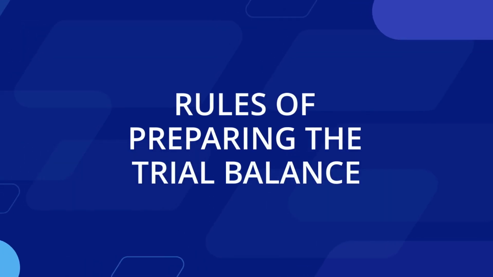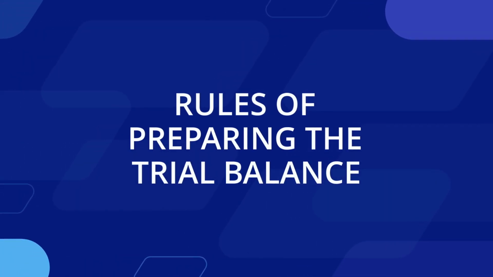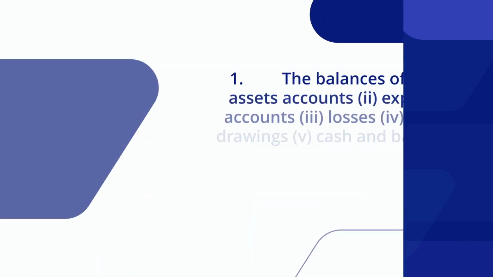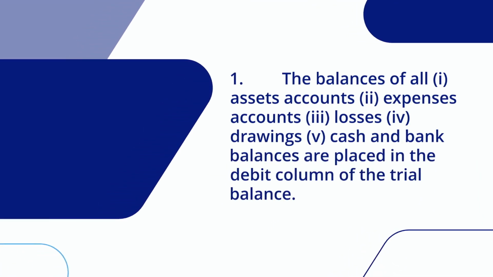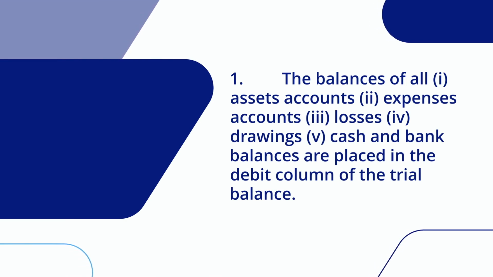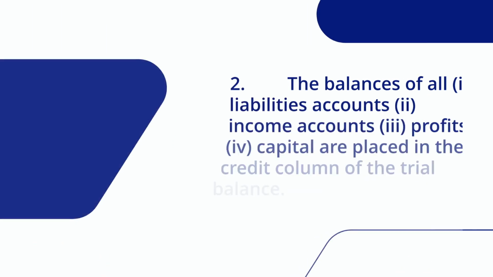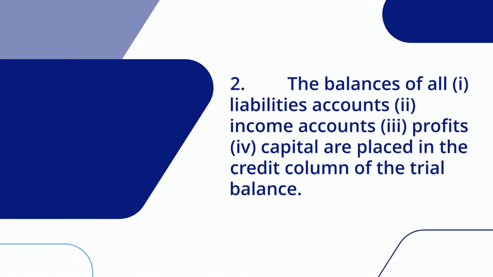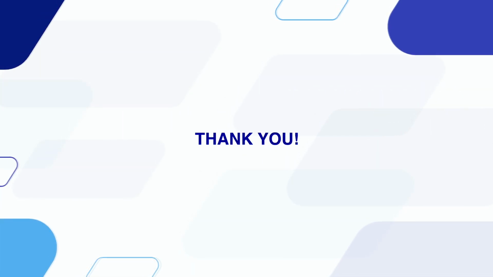Let us now learn the rules of preparing the trial balance. While preparing the trial balance from the given list of ledger balances, following rules should be taken care of. 1. The balances of all asset accounts, expense accounts, losses, drawings, cash and bank balances are placed in the debit column of the trial balance. And 2. The balances of all liability accounts, income accounts, profits, and capital are placed in the credit column of the trial balance. This brings us to the end of this video.